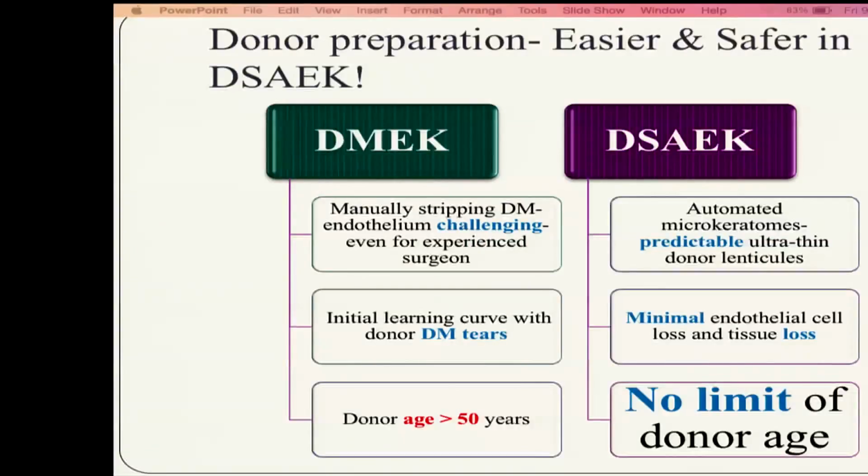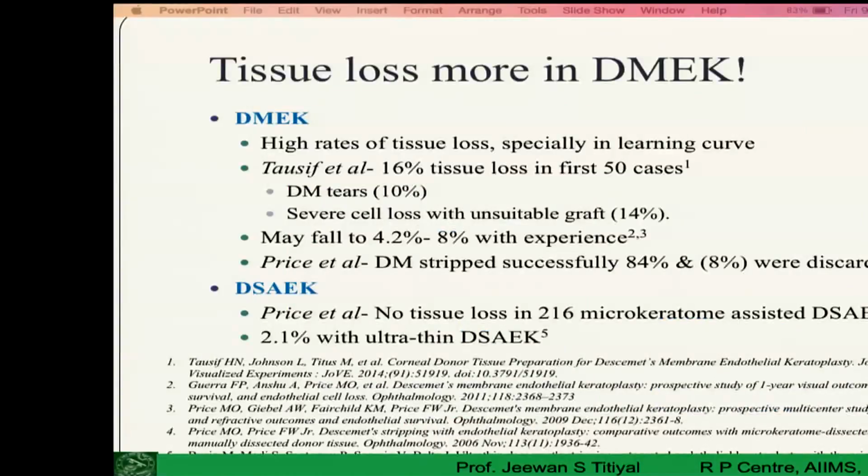Donor preparation is a major challenge for us. We all are doing endothelial keratoplasty. We know that DSAEK donor preparation is much safer, easier for us. Microkeratome-assisted preparation of donor tissue gives a very nice ultra-thin DSAEK lenticule, which is as good as DMAEK preparation. For donor age, you require less than 50 years in DMAEK, where you have a compromised age and endothelial cells, while there is no limit for DSAEK surgery. You can have even a 1-year-old child with huge endothelial cells.